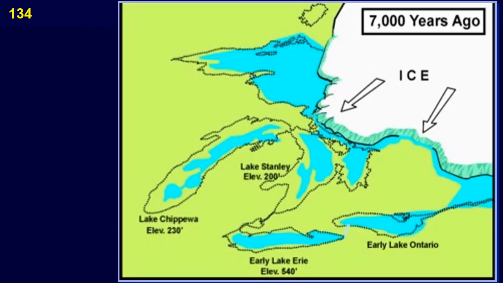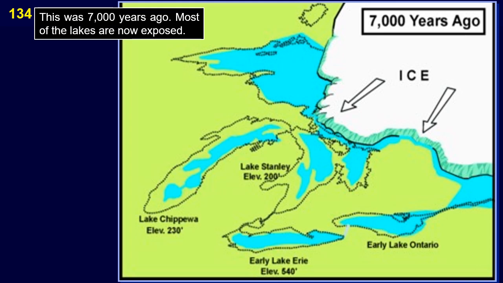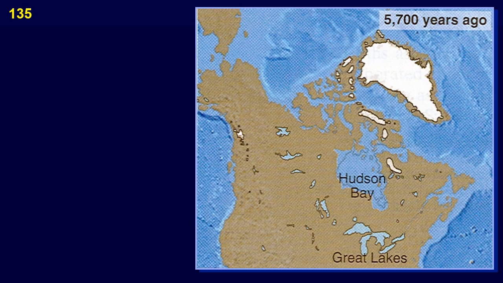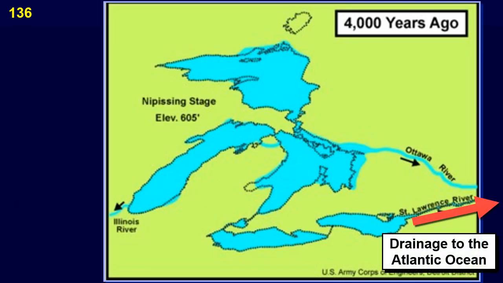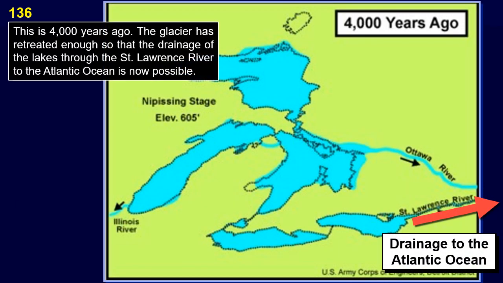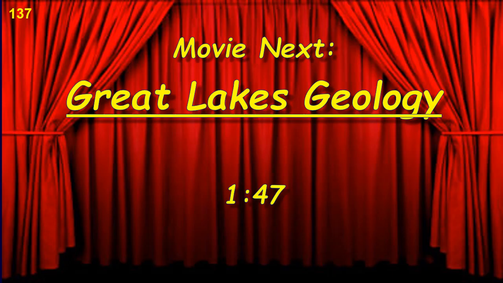This was 7,000 years ago. Most of the lakes are now exposed. This is the situation about 5,700 years ago, where now only Greenland is permanently covered with ice. This is 4,000 years ago. The glacier has retreated enough so that the drainage of the lakes through the St. Lawrence River to the Atlantic Ocean is now possible. We will next have a short video clip on the geology of the Great Lakes.